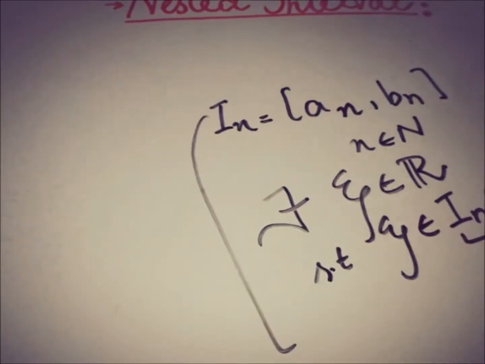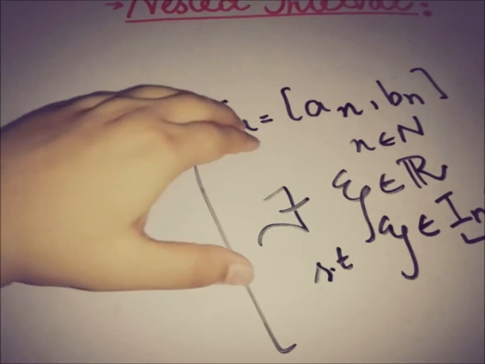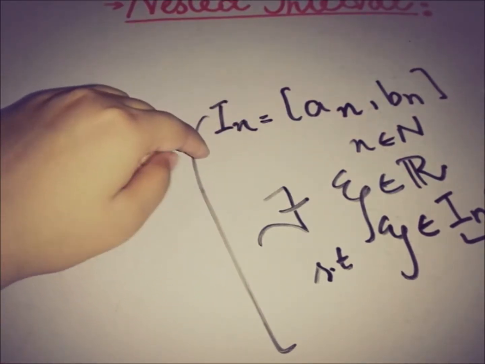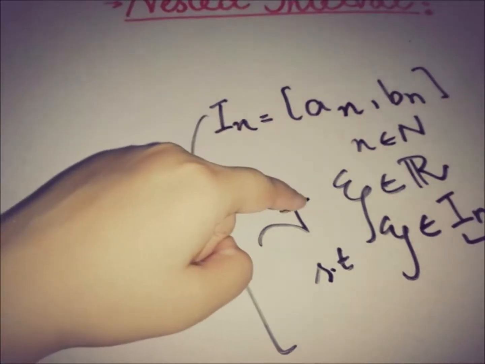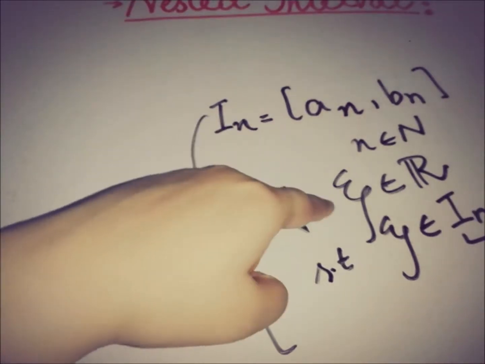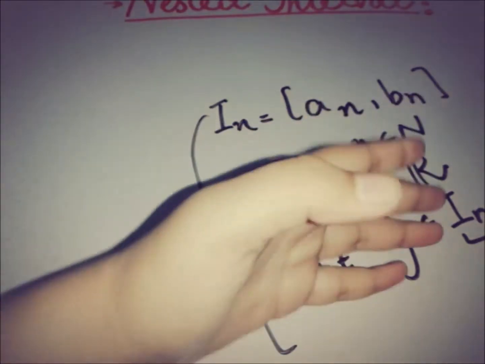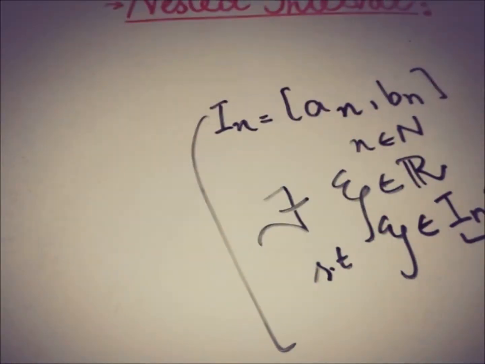So this is the claim, this is the nested interval property: if we have a sequence of nested closed bounded intervals, then there exists a real number such that this real number belongs to every closed bounded interval.